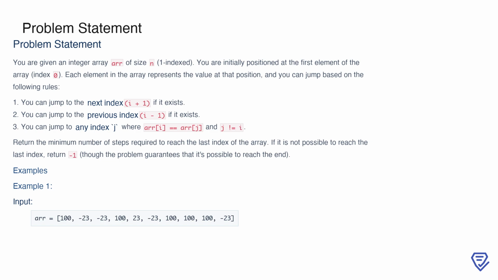First, you can jump to the next index, which is i+1, as long as it exists. Second, you can jump to the previous index, i-1, if it exists. Finally, you can also jump to any other index j where the value at ARR[i] is equal to the value at ARR[j], as long as j is not equal to i. If it's not possible to reach the last index, you would return -1, though the problem guarantees that the end is always reachable. Your task is to determine the minimum number of steps required to achieve this goal.